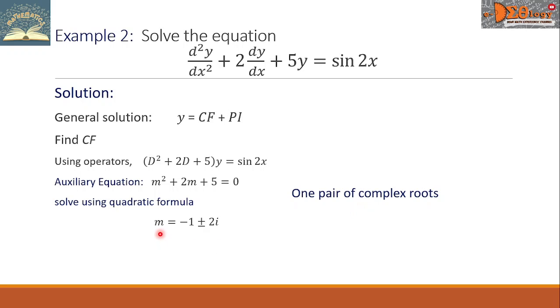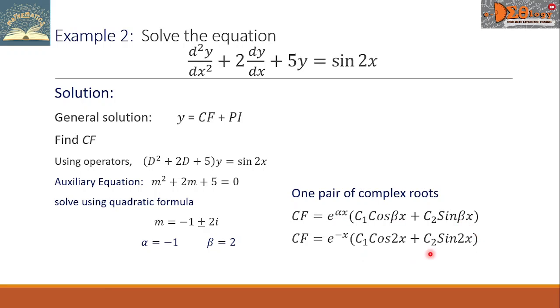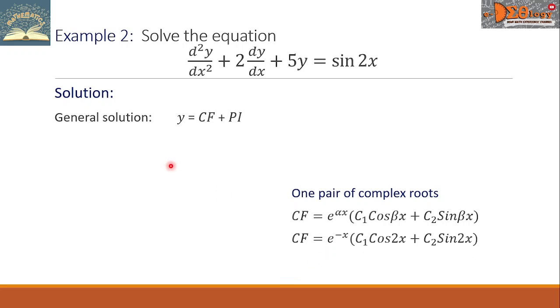So the values of m would be one pair of complex roots, which means alpha equals negative 1 and beta equals 2. So we're going to use this equation. When we substitute the corresponding values for alpha and beta respectively, we have this equation for the CF. Let us copy this value somewhere here.